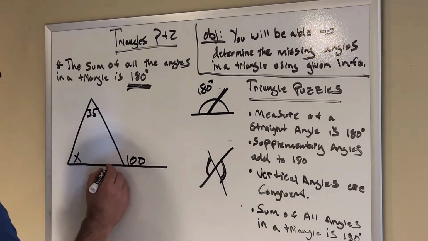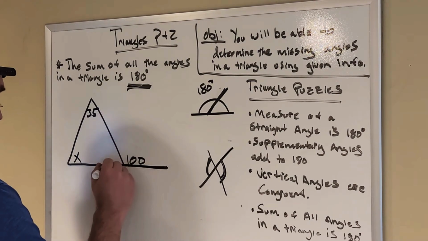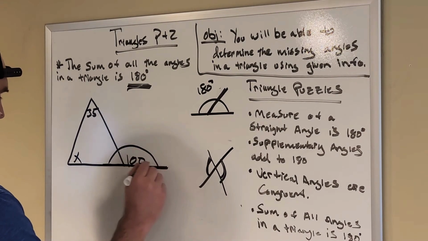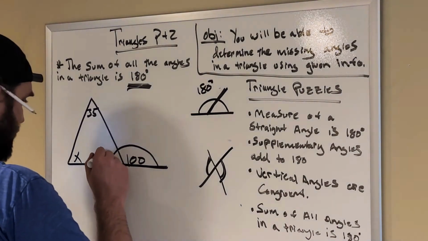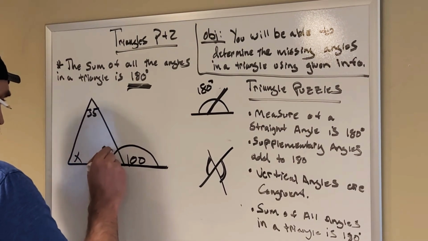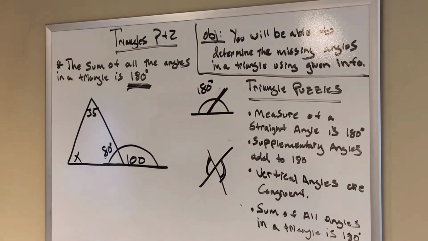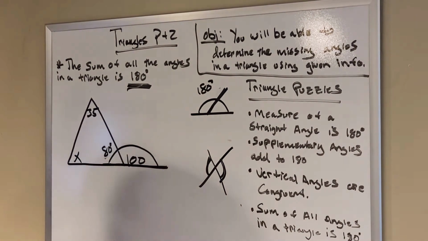Well, what I do have is I have a straight line here and part of the supplementary angle. I have 100 degrees. So I say, if that's 100, 100 plus what gives me 180? And that answer is 80 degrees. So I have 80 and 35, and now I can find my x value.